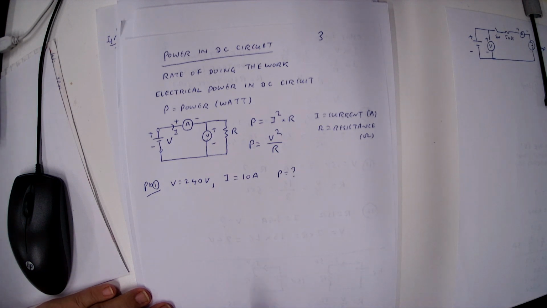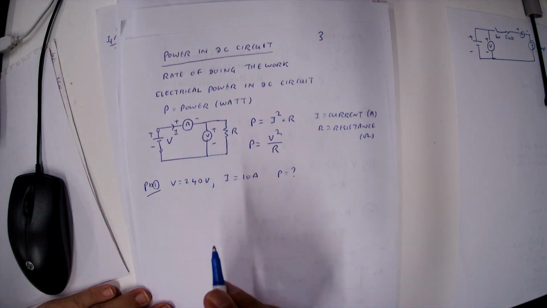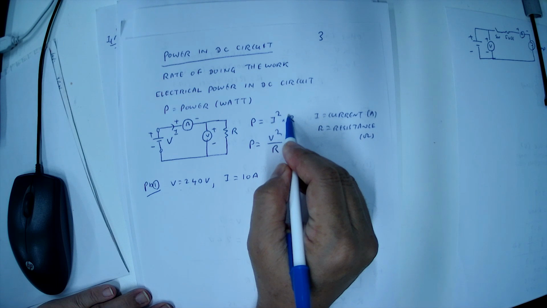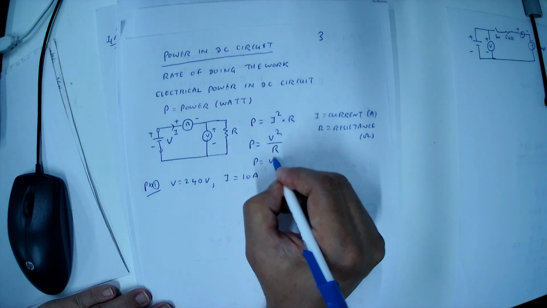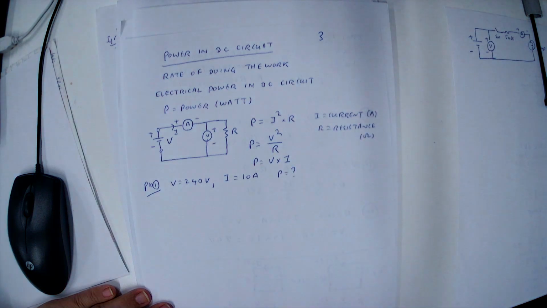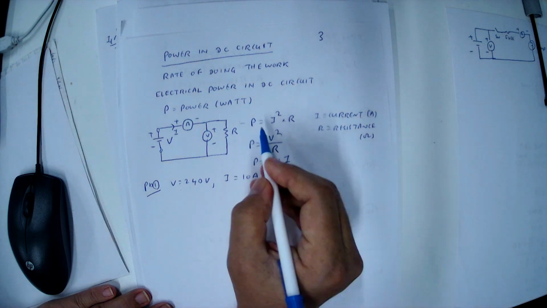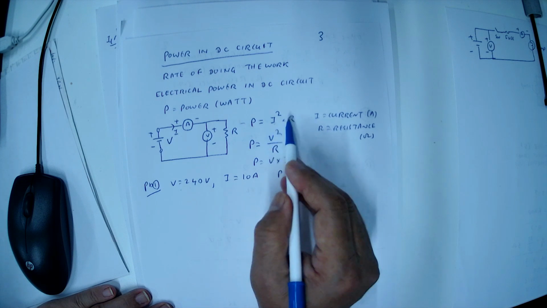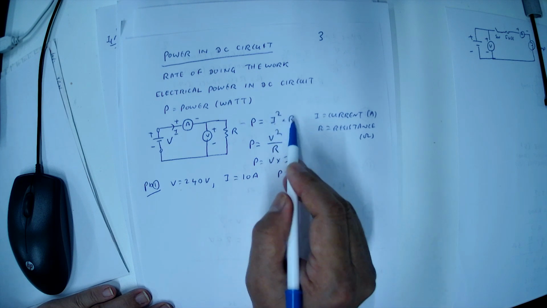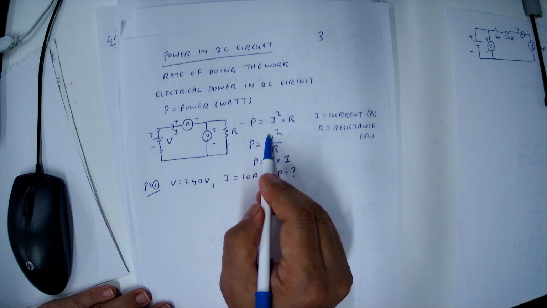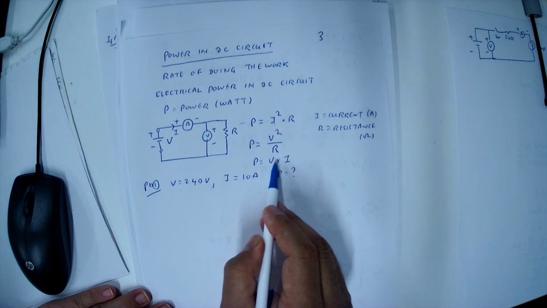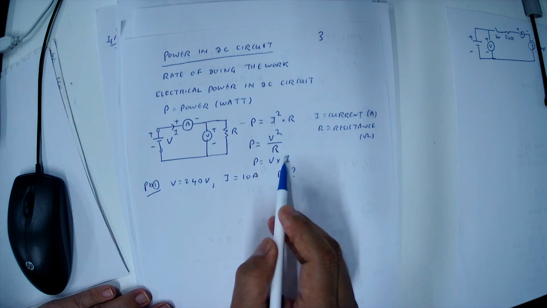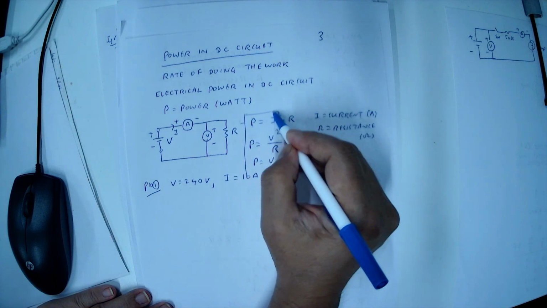So in this case, we know the voltage and we know the current. Power can be calculated by three formulas. P equal to I square R, P equal to V square by R, or P equal to voltage multiply current. So these are the three methods we calculate. If you know the current and the resistance, I square multiply R. If you know the voltage and the resistance, P equal to V square by R. If you know the voltage and current, P equal to V multiply I. So there are three formulas for how to calculate the power.